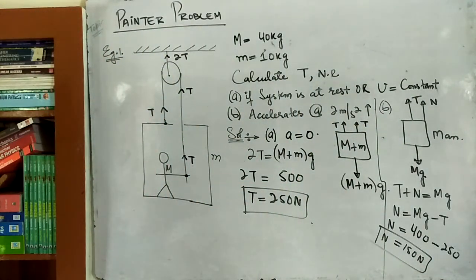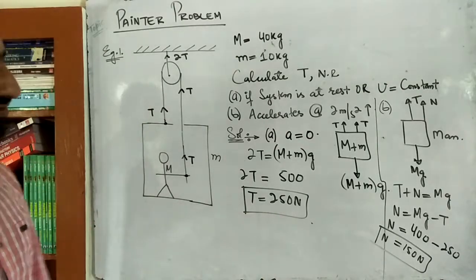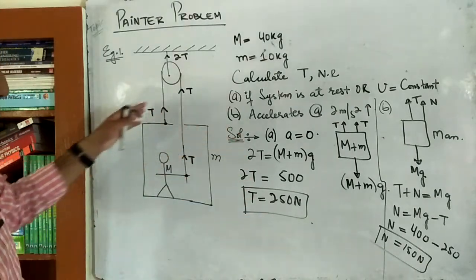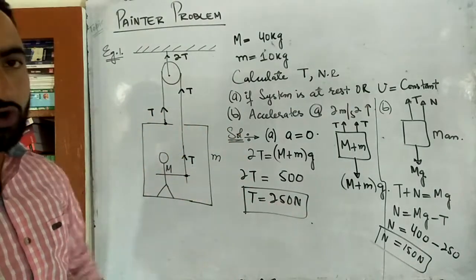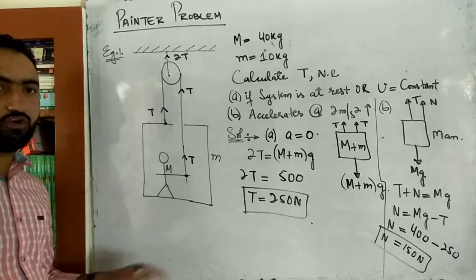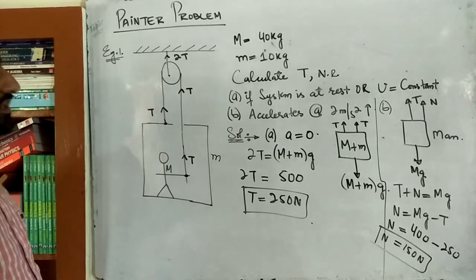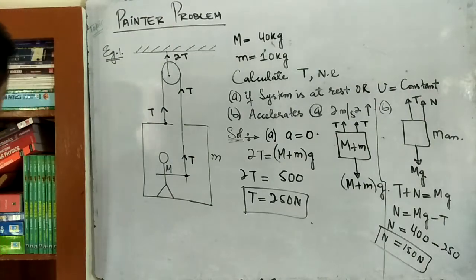So we are done with part A, that if the system is at rest, we are supposed to calculate tension, we have calculated that. We are supposed to calculate normal reaction, we have calculated that. In order to calculate tension, construct the free body diagram for the whole system. In order to calculate normal reaction, construct the free body diagram only for the man, only then you can calculate it. So pause the screen and write it down.